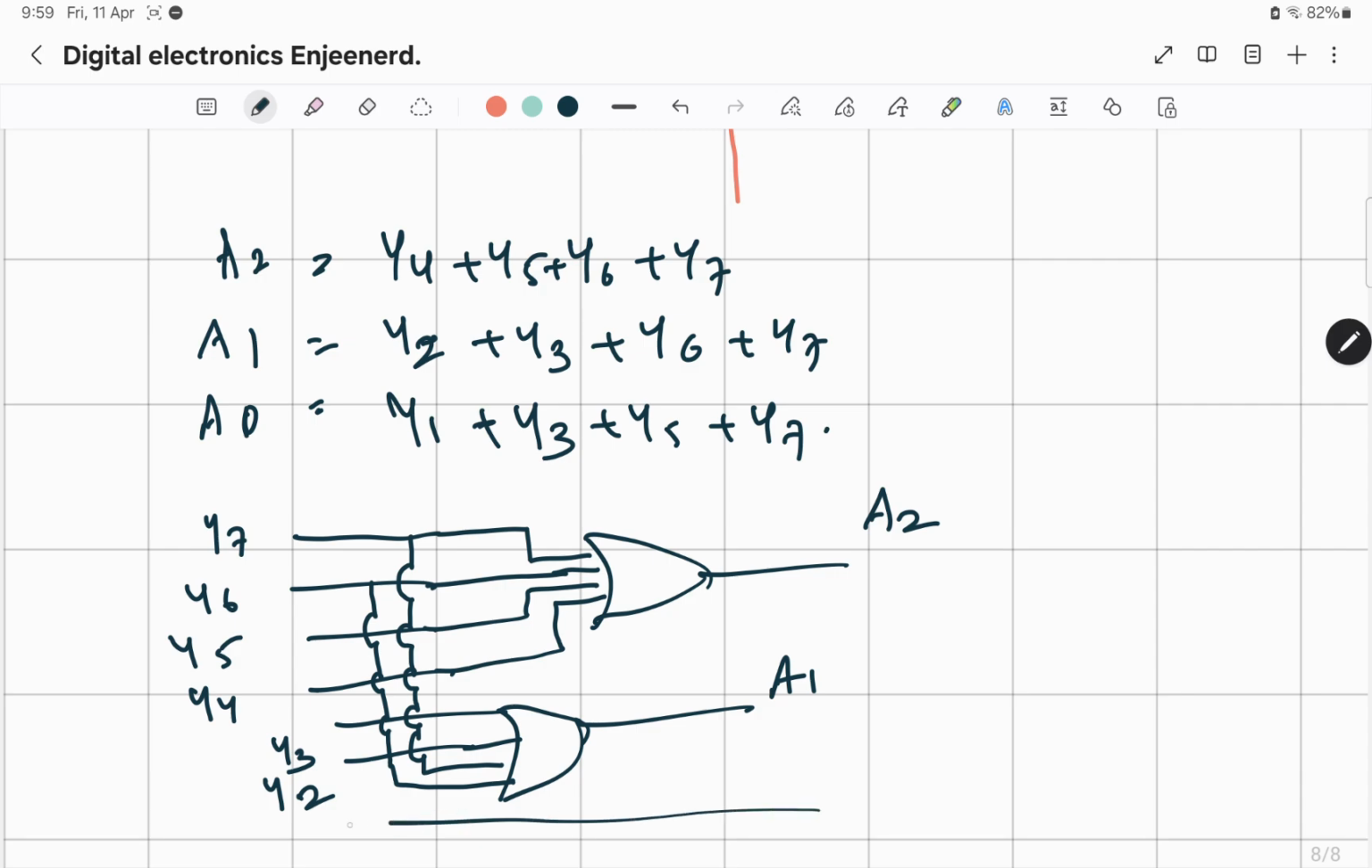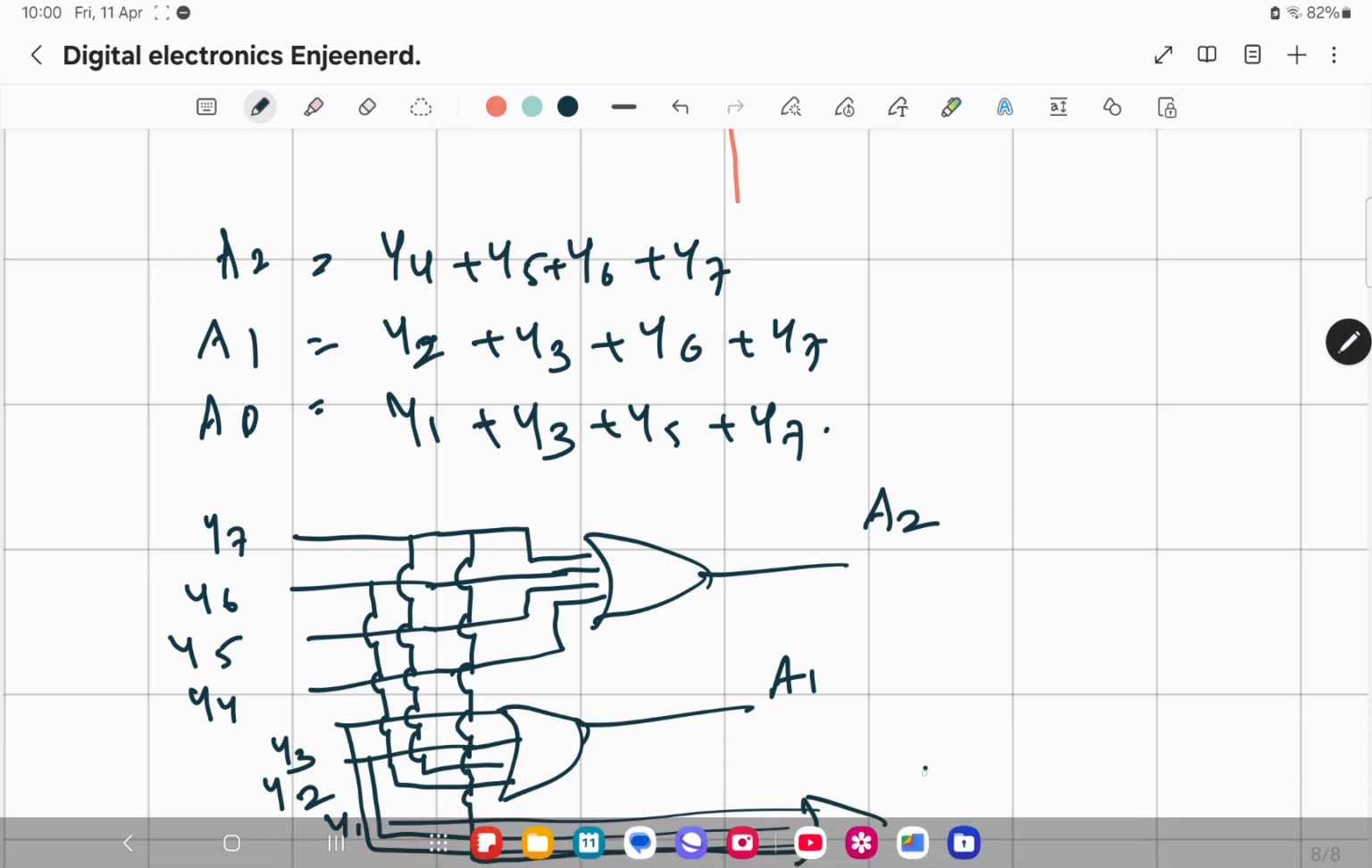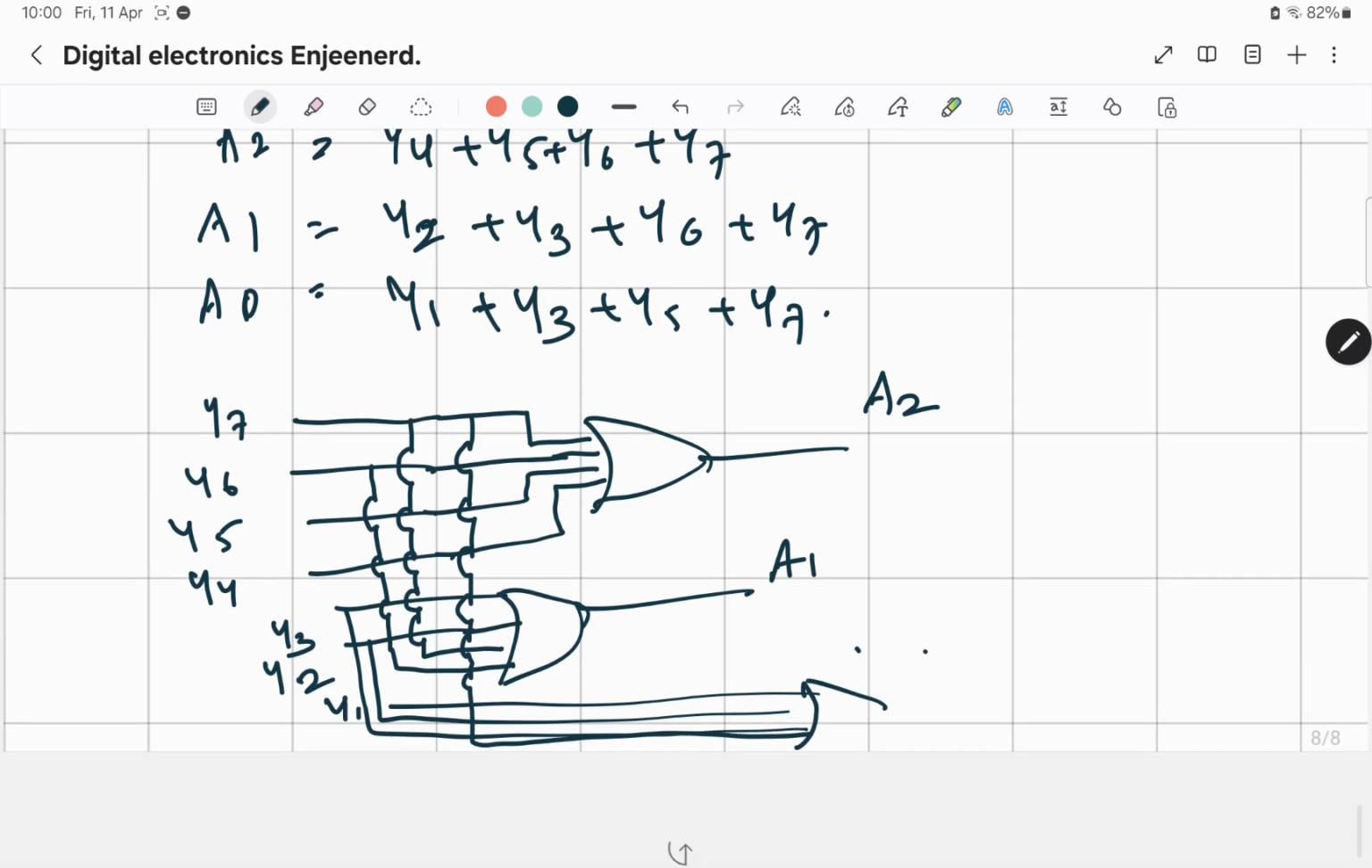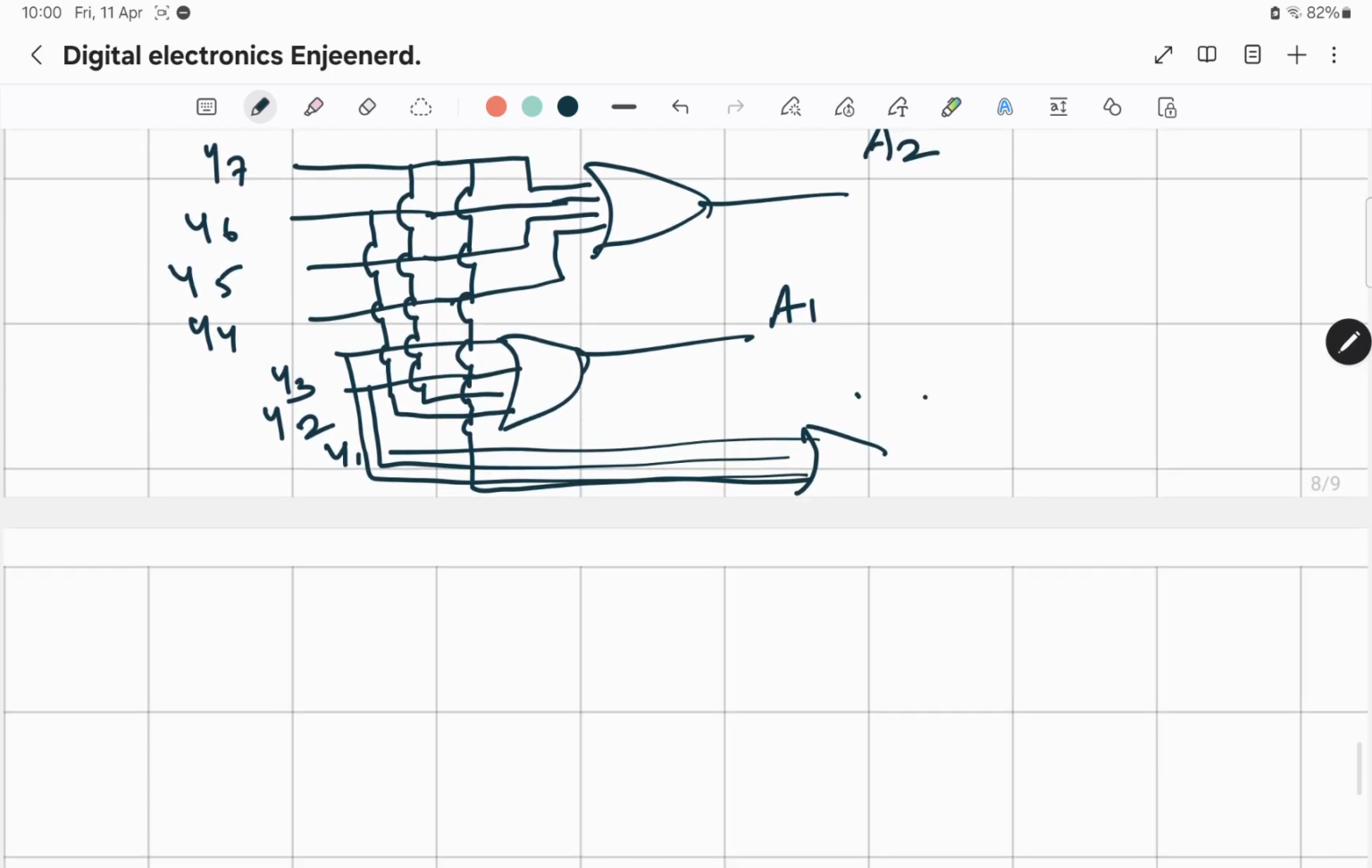Similarly for A0, I will need one Y1 and then I need Y2 and Y3. So you can take Y2 from here, Y3 from here, and I need one more, which is Y7. So I will take Y7 from here. So you can make it more neatly. Because of space constraint, I am not able to do so. Sorry. So this is your A0.